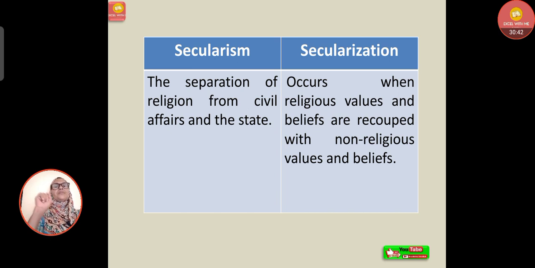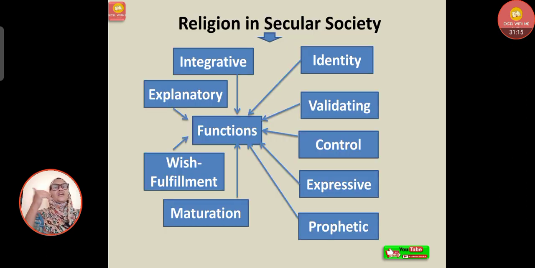Now, there are two terms here in this religion. One is secularism. Secondly, secularization. Secularism is the separation of religion from civil affairs and the state. What is secularization? That occurs when religious values and beliefs are replaced with non-religious values and beliefs. That means in secularism, there will never be importance given to one religion. All religions are equal. There is no state religion here. That is secularism, which our country has taken as the main objective here, or we can say the main aim also.